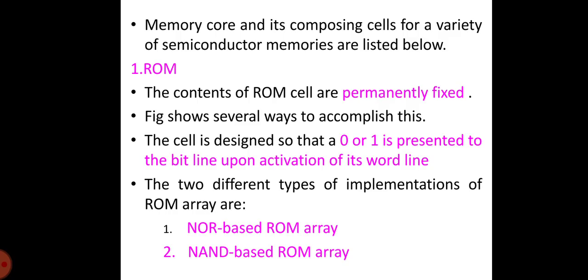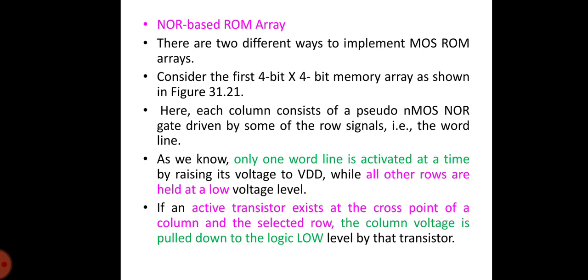The two different types of implementation of ROM array are the NOR based ROM array and the NAND based ROM array. In the NOR based ROM array, there are two different ways to implement the mask ROM. You can consider a 4 by 4 bit memory. Here each column consists of a pseudo NMOS NOR gate driven by some of the row signals, that is the word line. And as we know, only one word line is activated at a time by raising its voltage to VDD, while all other rows are held at low voltage levels.